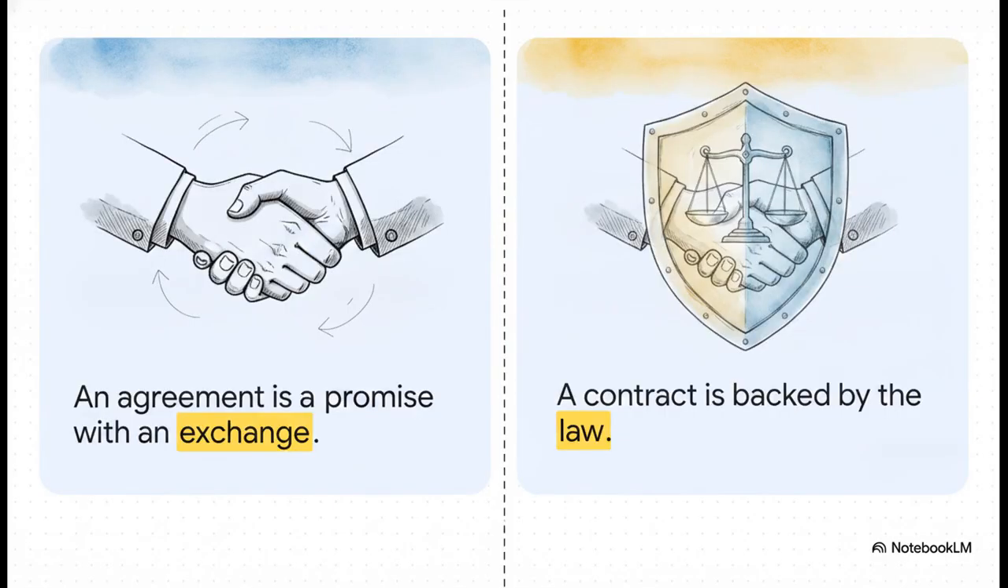So the crucial point is, what really separates these two terms? Well, an agreement is just the promise with an exchange. It's a handshake. But a contract is an agreement backed up by the absolute power of the law. What this means is that all contracts are agreements, because you literally have to start with an agreement to build a contract. But without that crucial legal enforceability, like if it isn't legal and written down, an agreement is just an agreement. It never levels up into a contract.